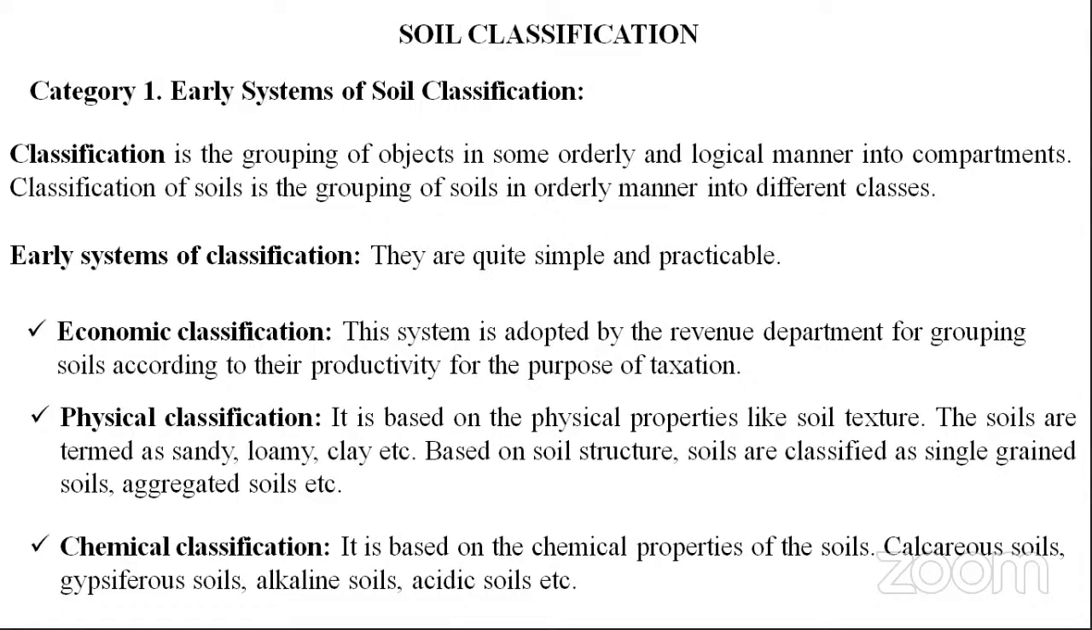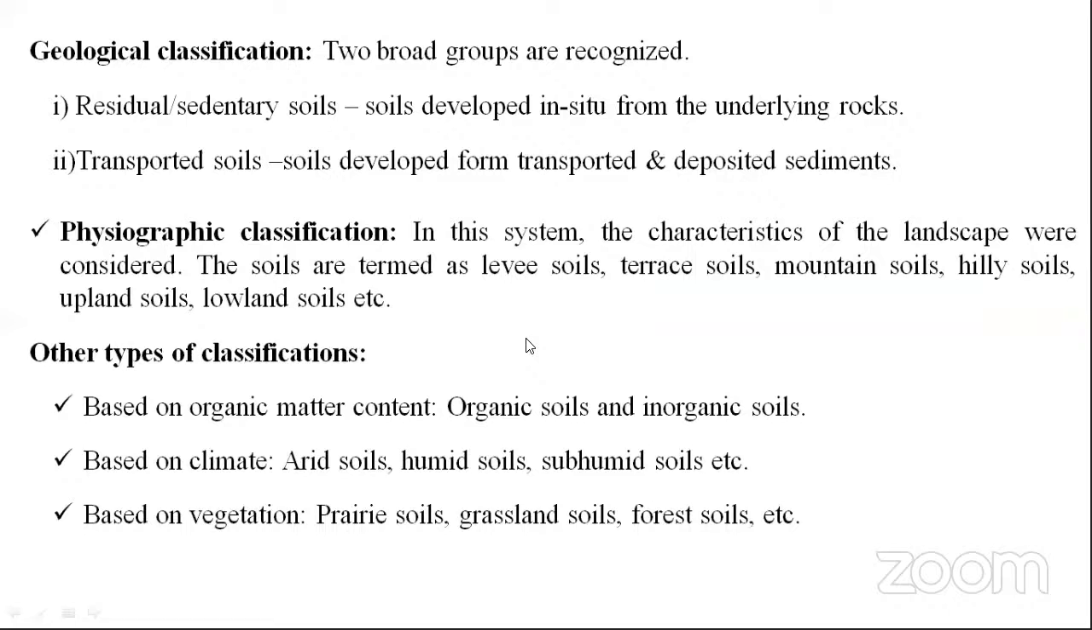Later on, chemical classification also came, based on calcareous conditions: calcareous soils, siliceous soils, alkaline soils, acid soils, etc. They came across this sort of early system of classification. I think there is no need to go into much explanation regarding this. And another one is called geological classification. In geological classification, they classified transported soils, which we have read in our early lectures: transported deposits and sediments, and residual or sedentary soils. Sedentary soils means the soils which form in the same area. So this is one type of classification by geological studies.